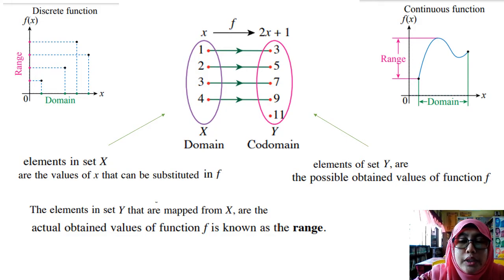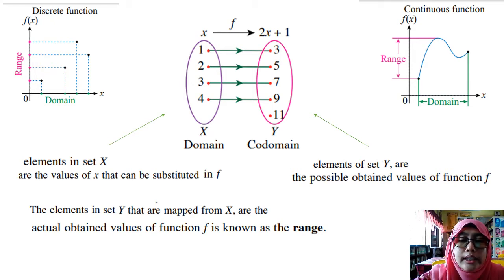First, today you need to know what domain and codomain actually are. Domain is the elements in the set X, the values of X that can be substituted in f. Maksudnya semua elemen pada set X kita nak bagi sebagai domain. Codomain pula is the elements of the set Y, the possible obtained values of the function Y. Maksudnya apa-apa nilai yang ada dalam set Y ni kita namakan sebagai codomain.